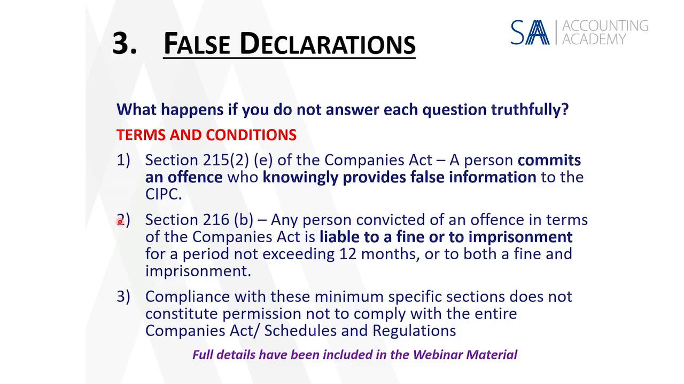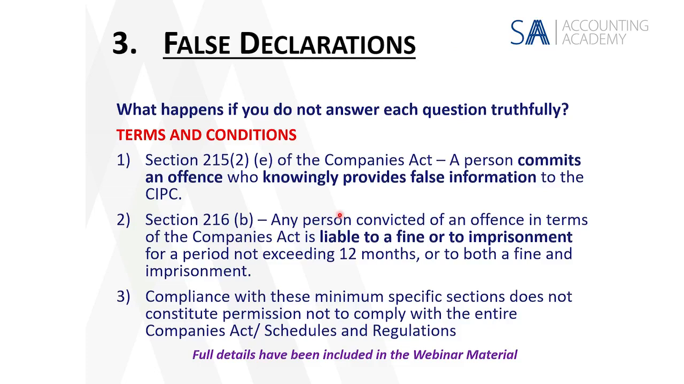So it's very important that the process is not one of phantom ticking and just saying yes, yes, yes, no, no, no, not applicable, not applicable. What are the consequences? In terms of Section 215, a person commits an offence if they knowingly provide false information to CIPC. So it is an offence in terms of the Companies Act, and you can then be convicted of an offence. If you are convicted, you are liable to a fine or to imprisonment of up to 12 months, or both.